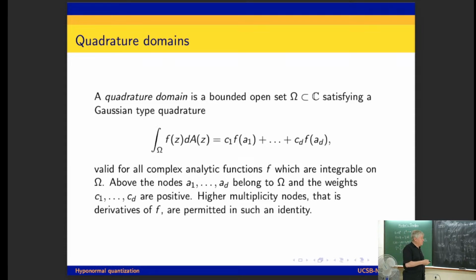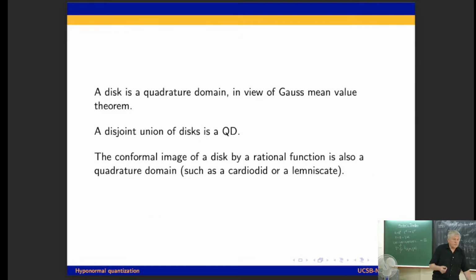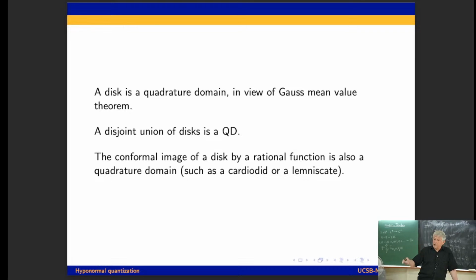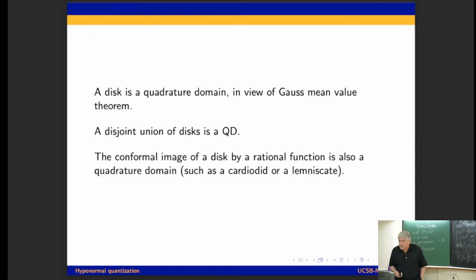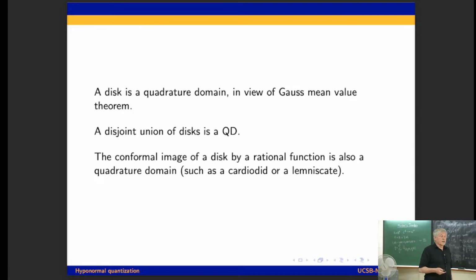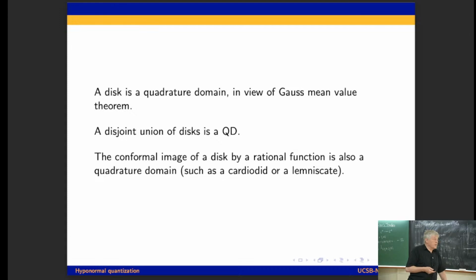And the simplest examples, complex variable, take a disk. If you average against the area measure an analytic function on the disk, you obtain the value in the center. That's the Gauss mean value theorem, the beginning of the maximum principle and so on. A disjoint union of disks, of course. More interesting, the conformal image by a rational function of the disk has this property. That's an exercise for your students in complex variables.